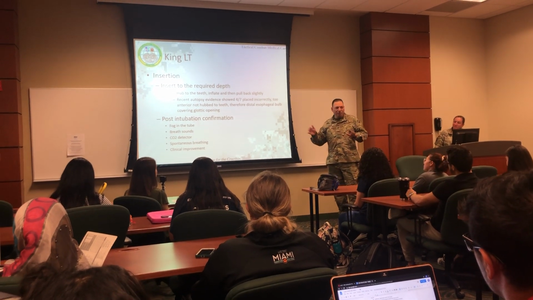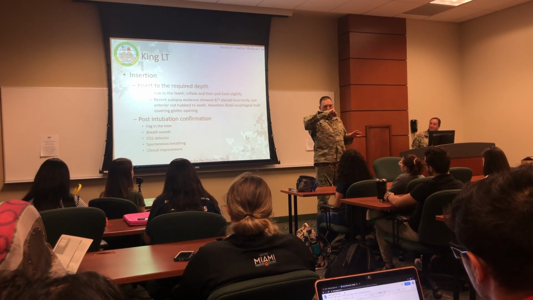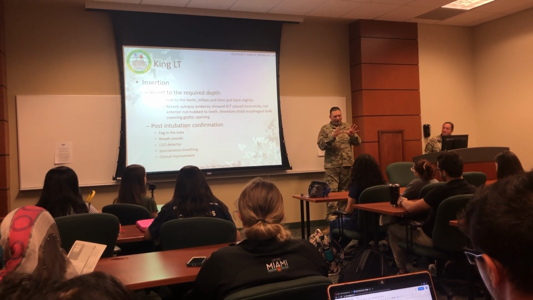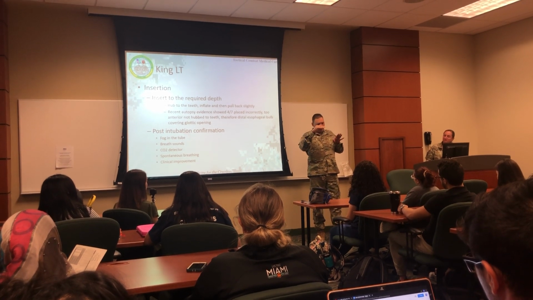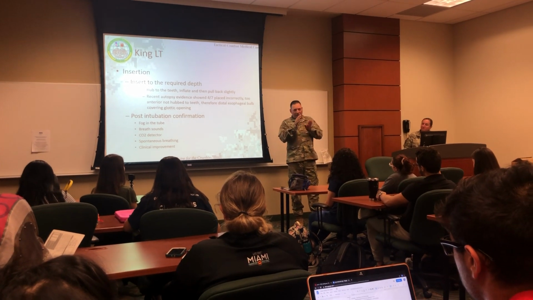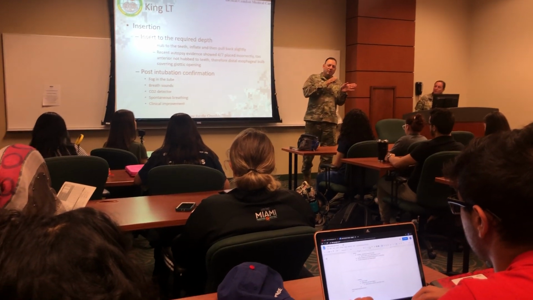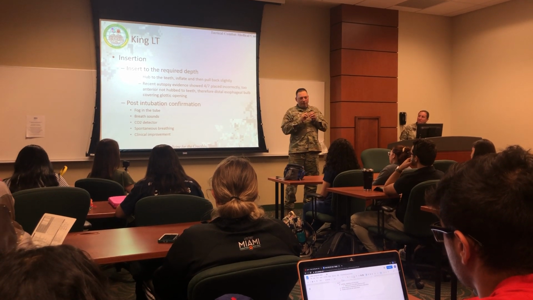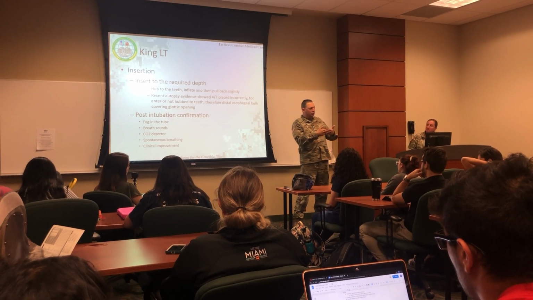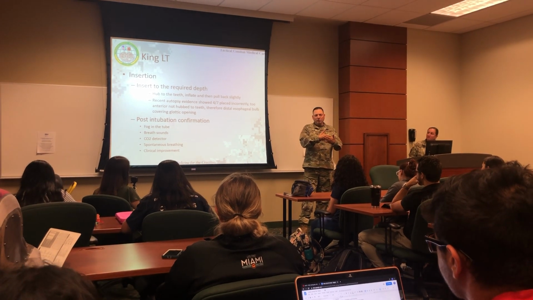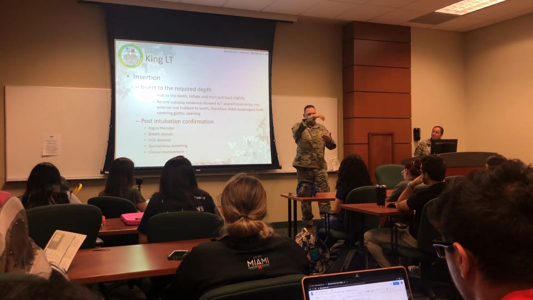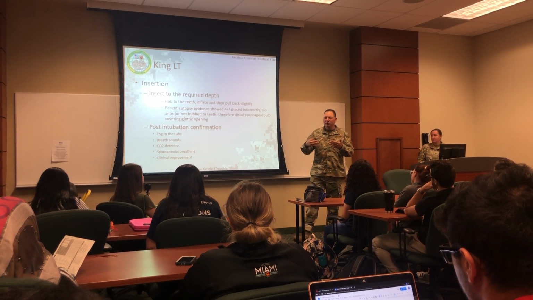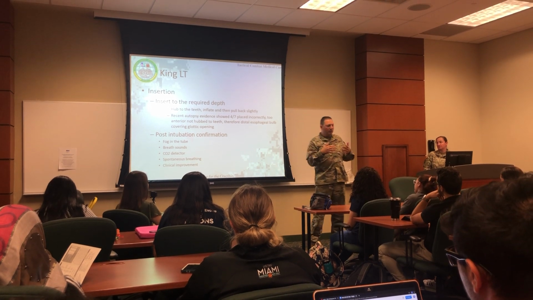Another complication could be if you turn the King LT too much. There's a possibility that two things could happen. If you go too far, it might naturally bifurcate into the right side, and then you're only inflating one lung versus providing air to two. So you inserted it too deep. The other complication can be that when you insert that King LT, it may go into the esophagus instead of the trachea.